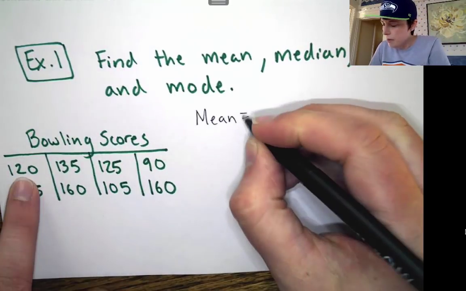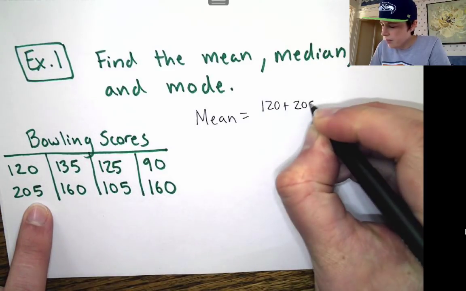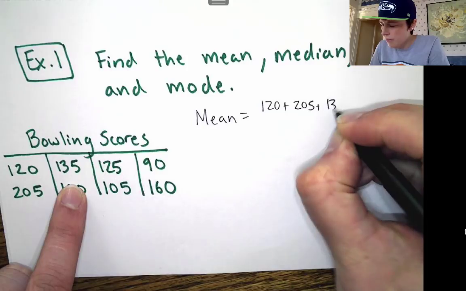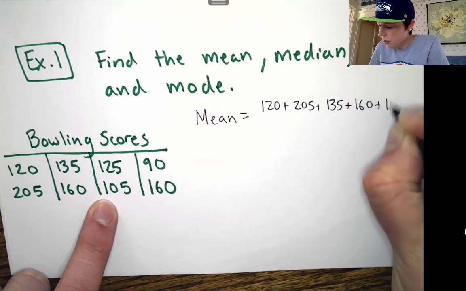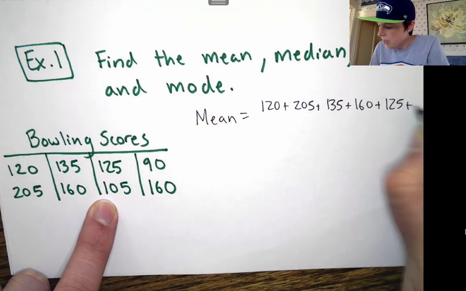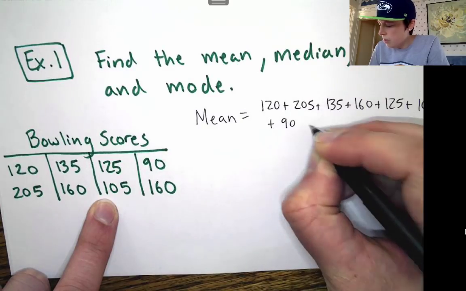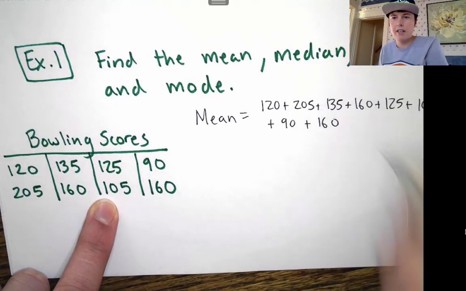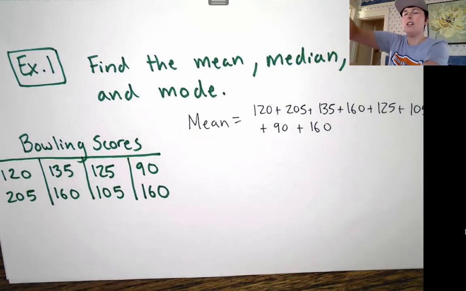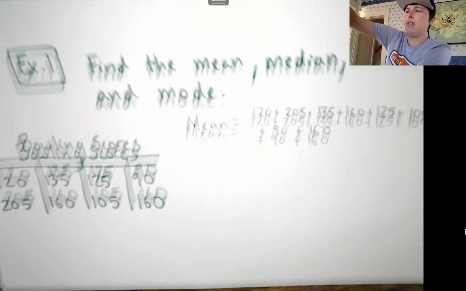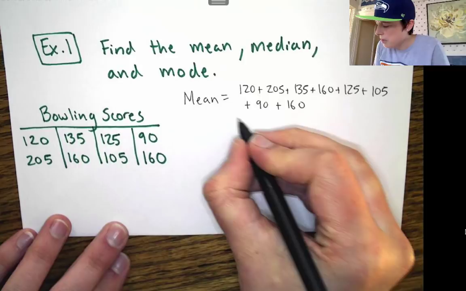So we are going to add up 120 plus 205 plus 135 plus 160 plus 125 plus 105 plus 90 plus 160. Kind of ran out of room. It's probably going off your screen here a little bit. But I'm going to add all these up. Here, I'll extend my screen so you can see, I hope, a little better. There you go. Okay, when I'm done, I'm going to divide.